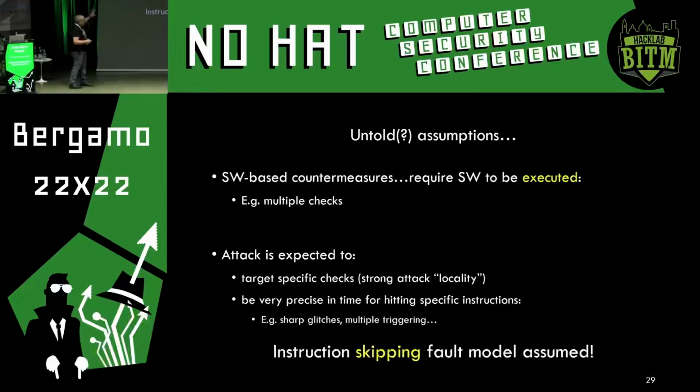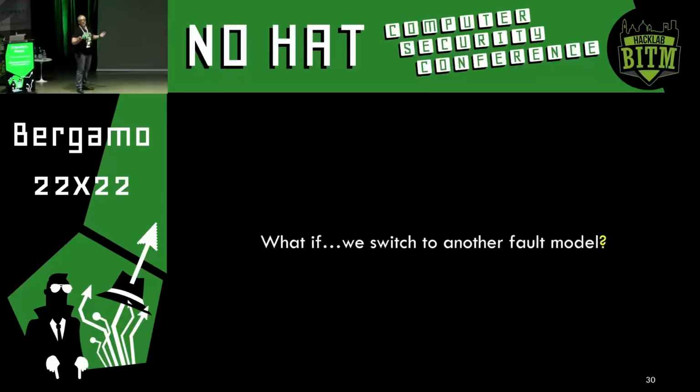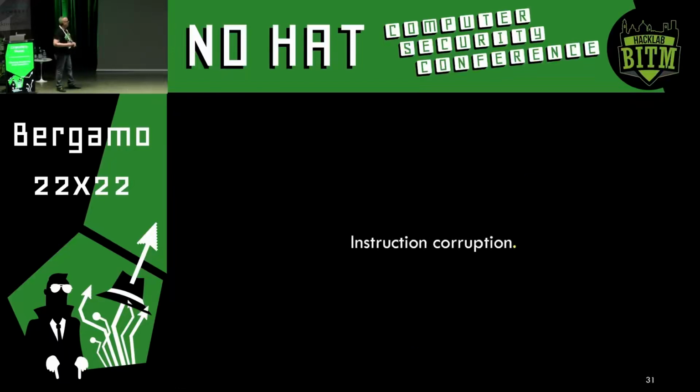So this assumes that the default fault model used for your attack is instruction skipping. Whatever you had in mind, what you have created, is based on skipping instructions. But what if we switch to a completely different fault model? Instruction corruption. I mean, a glitch in principle can change stuff, right?